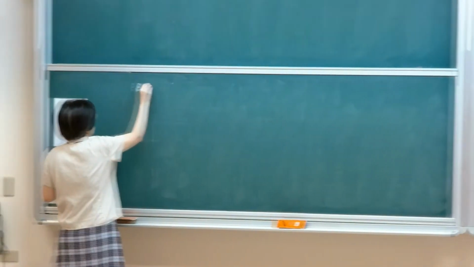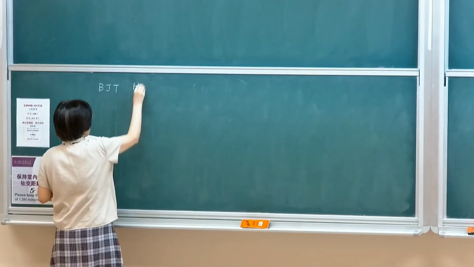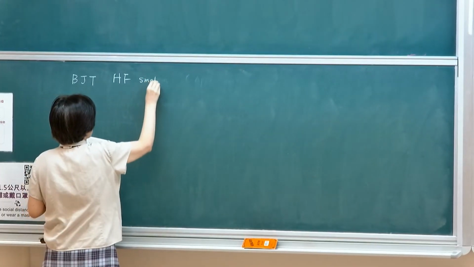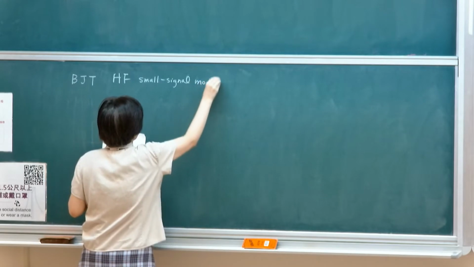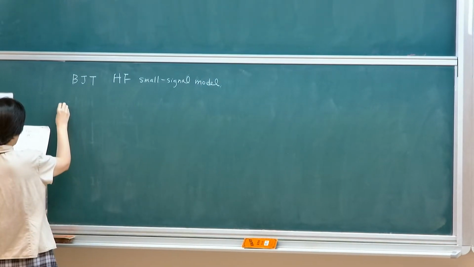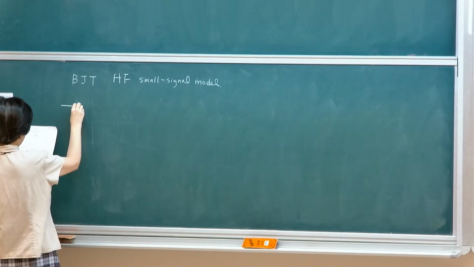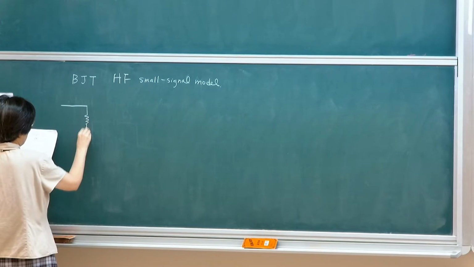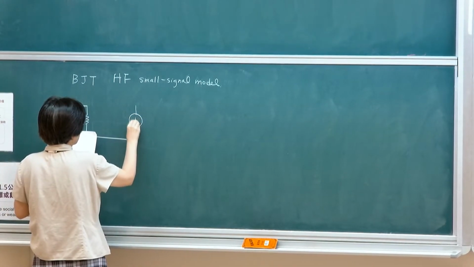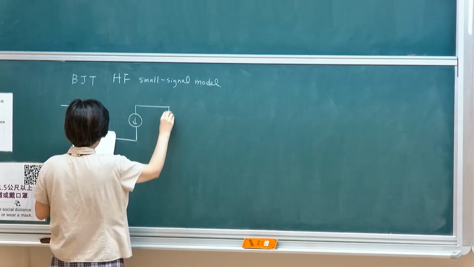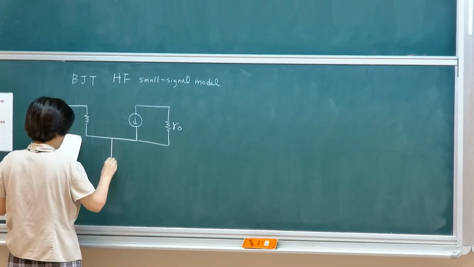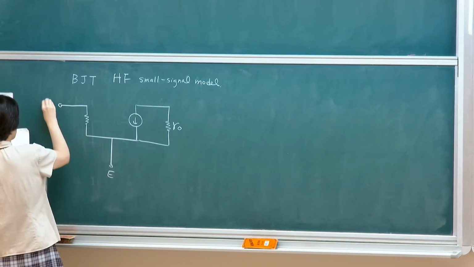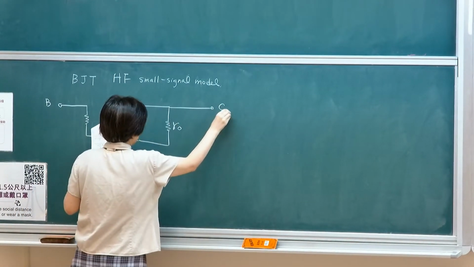Okay, let's continue our discussion. For a bipolar junction transistor high frequency small signal model, we already established that for the low frequency model, you don't need to consider these parasitic capacitances. So it will look something like this: emitter, base, collector. Okay?